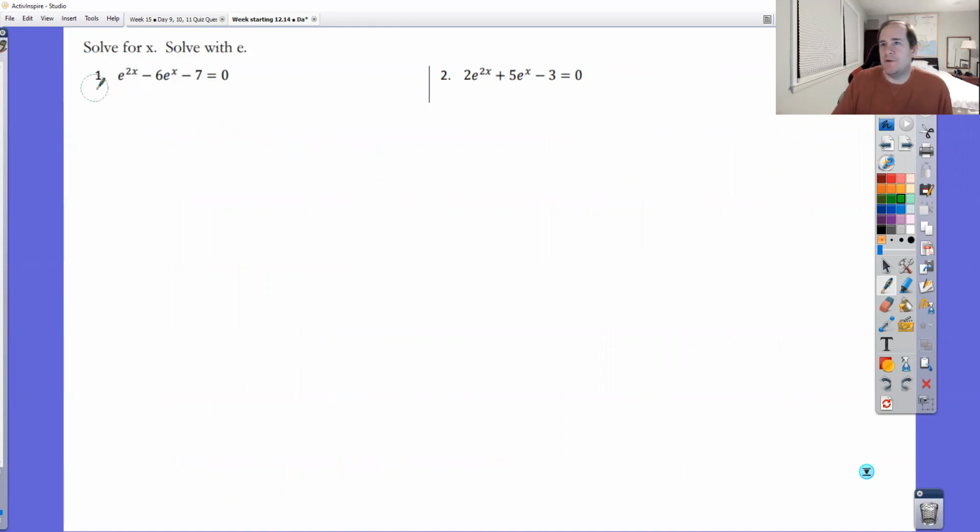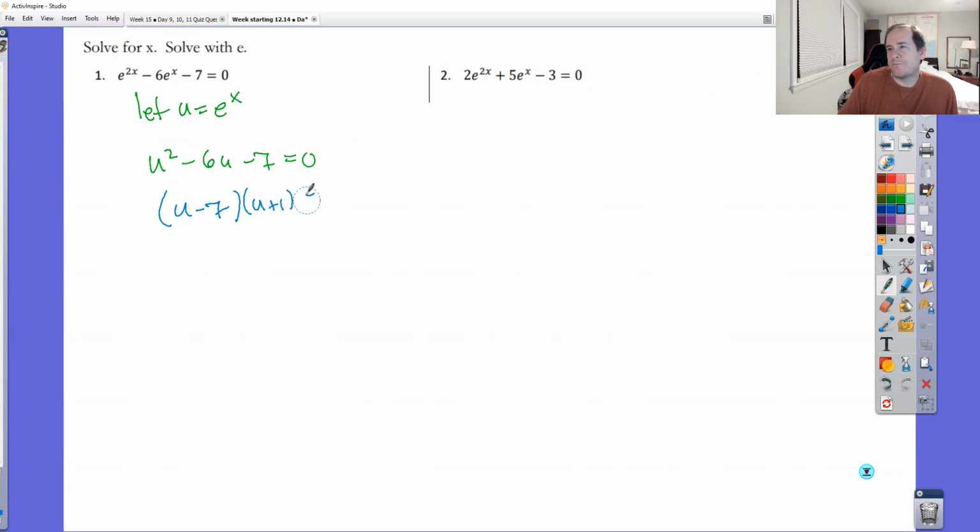Same old stuff. Okay, you're going to let u equal e to the x. That's going to make u squared minus 6u minus 7 equals 0. And this guy's factorable again easily. You get a u minus 7. You get a u plus 1.